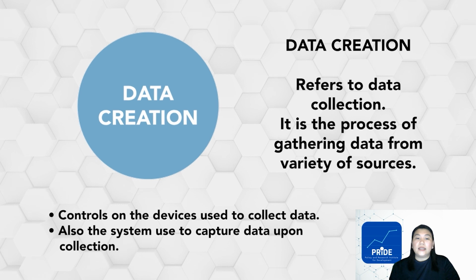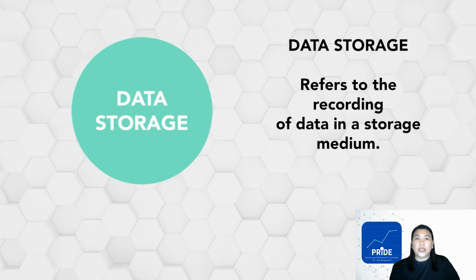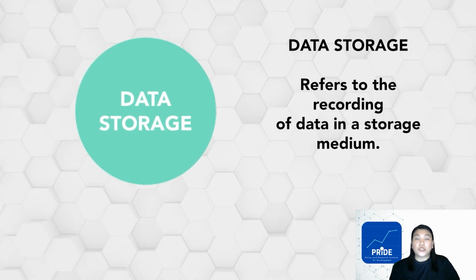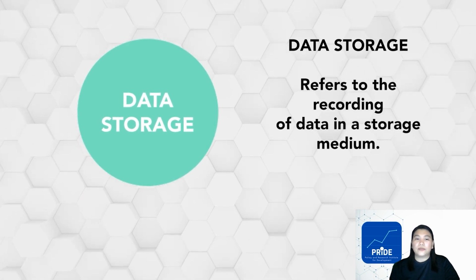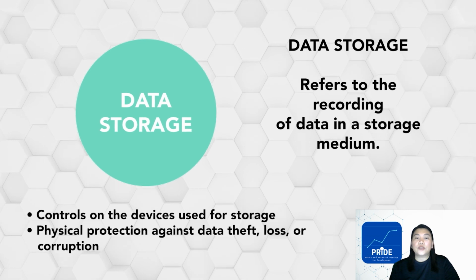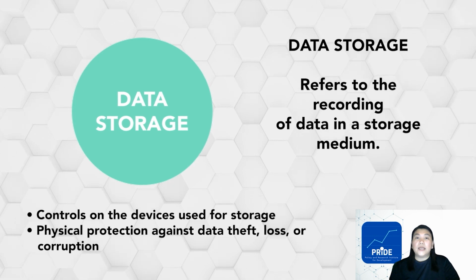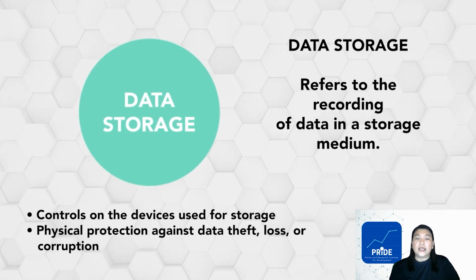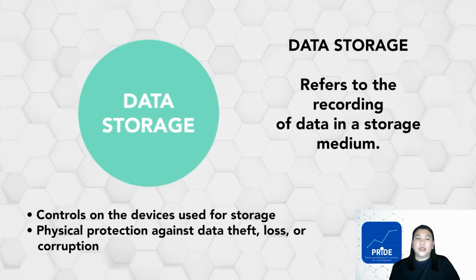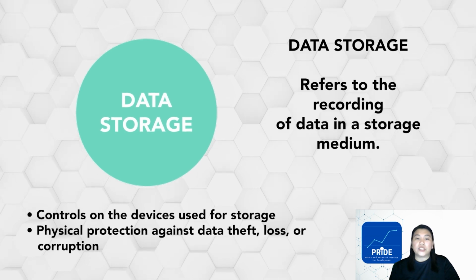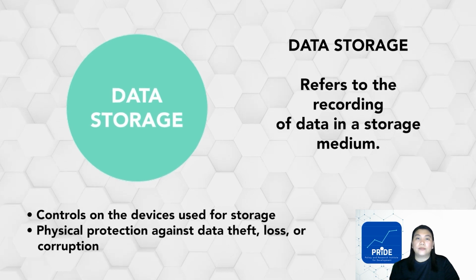Second, in the cycle is the data storage. How do we store data? How do we securely store data? What are our key considerations? We have to ensure that there are controls on the devices used for storage. Implement physical protection against data theft, loss, or corruption. Ensure that a data backup strategy is in place to recover data in the event of data loss.